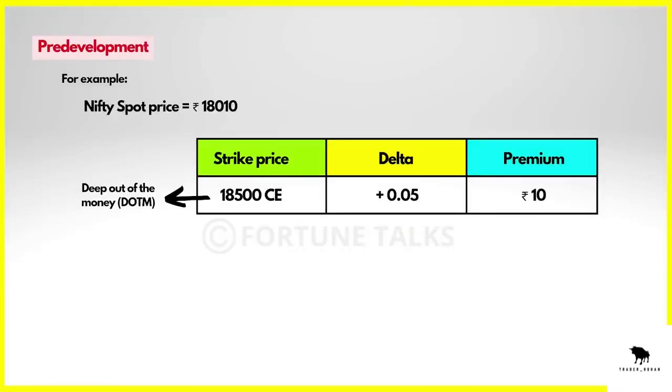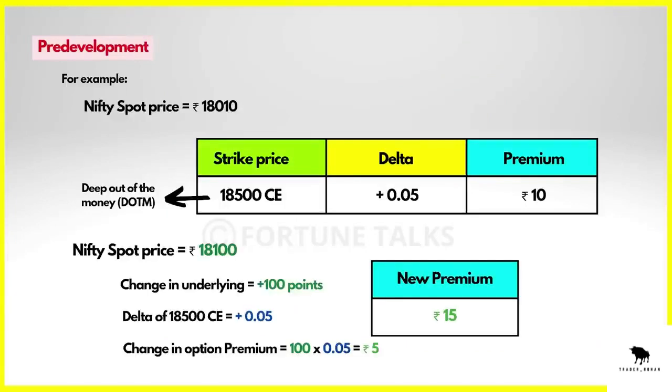So if the premium for 18,500 call option when the spot value is at 18,000 is rupees 10, then when Nifty moves 100 points to 18,100, then the premium is likely to move by 100 multiplied by 0.05, which is equal to 5 points.